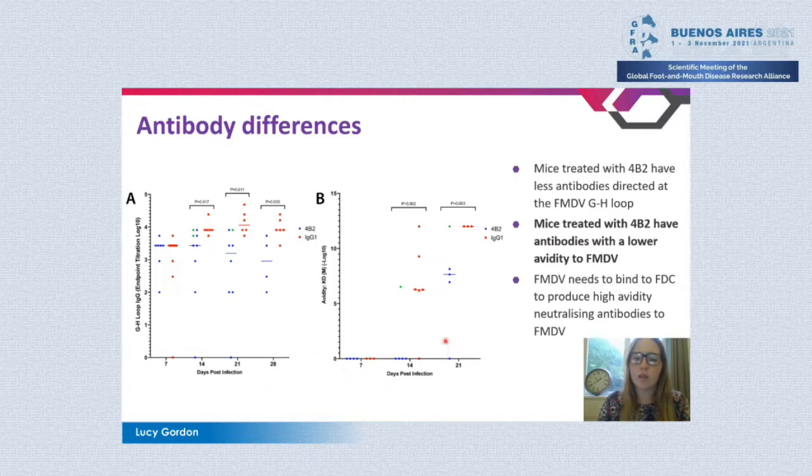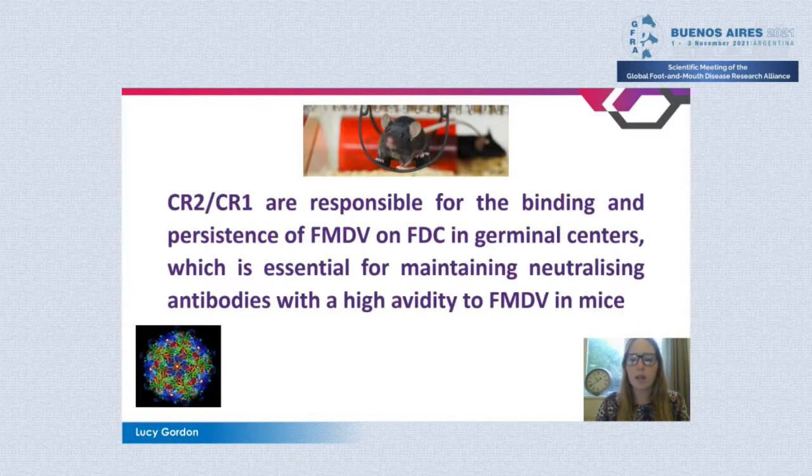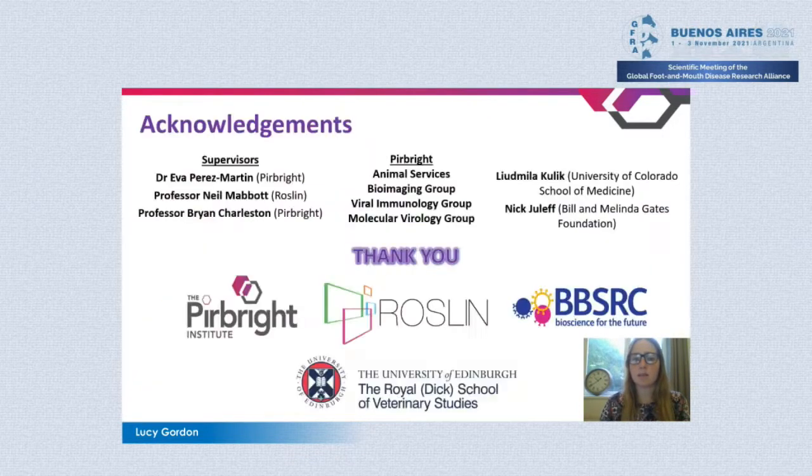I also looked at the avidity of the antibodies and determined that the virus-specific antibody induced after the complement receptor blockade had reduced avidity to FMD VLPs. And you can see again, starting at 14 days post-infection. So FMDV needs to bind to FDCs to produce high avidity neutralizing antibodies to FMDV. Just to summarize, complement receptors 1 and 2 are responsible for the binding and persistence of FMDV on FDCs and germinal centers, which are essential for maintaining neutralizing antibodies with a high avidity to FMDV in mice.